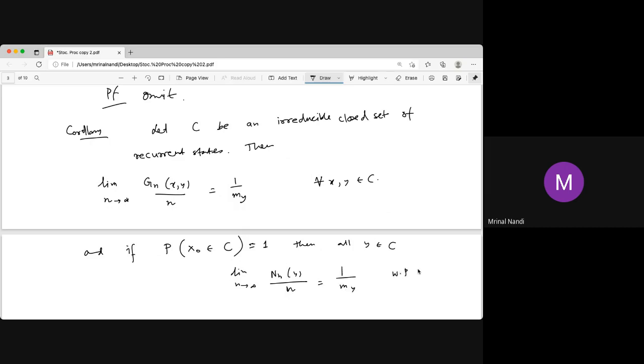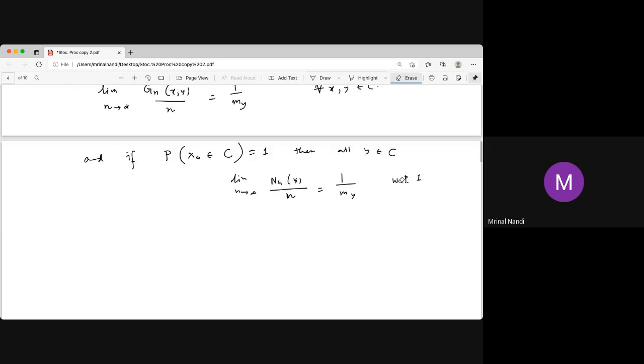Now it is with probability 1. There is no question of expectation. The previous g_n(x,y) is the expectation, where N_n(y) is the random variable; the expectation of this is g_n(x,y). So it just comes from the theorem as a special case.